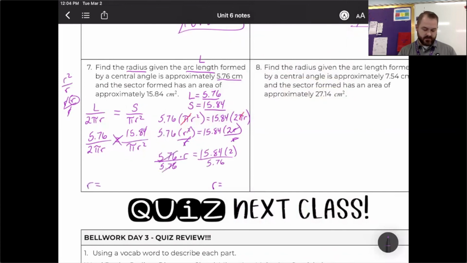r is now 15.84 times 2 all over 5.76. I'm going to get a final answer with this. I'm going to put it in the calculator, but I want you to see something first.